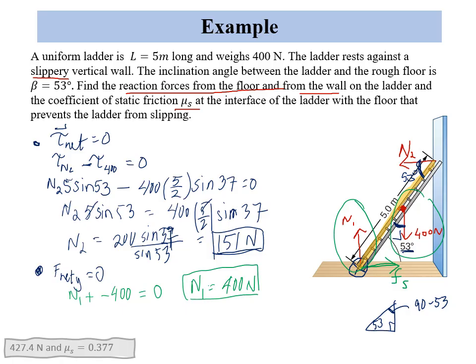Now let's look at the force of static friction. The force of static friction has to equal N2. So by Newton's second law, the force of static friction is equal to N2, which is 151 newtons. The maximum value of the force of static friction is mu sub s times the normal force, and the normal force in this case is N1. This is equal to 151. So plugging that in, I have 151 divided by 400. That comes out to about 0.377.